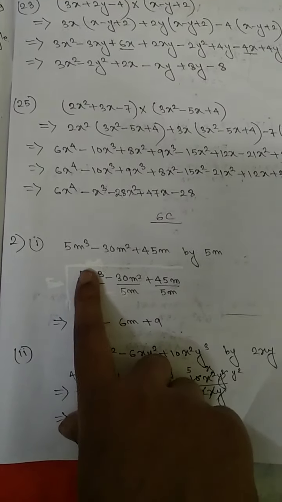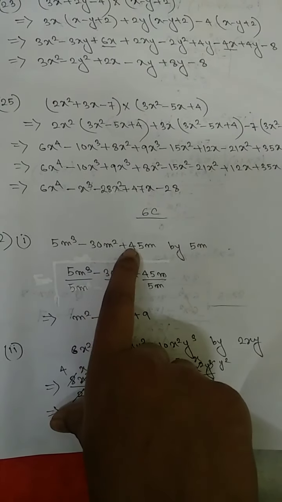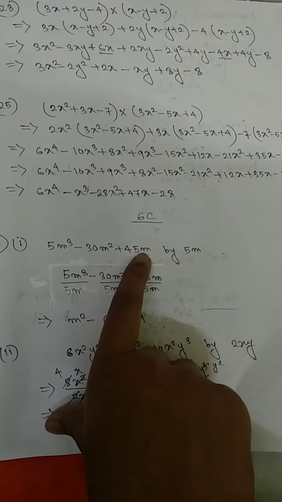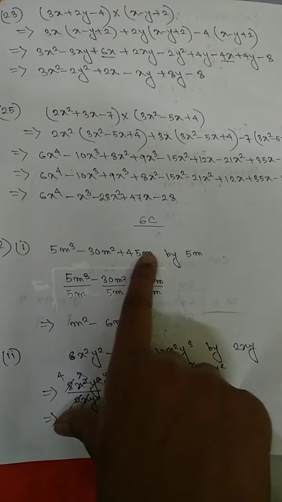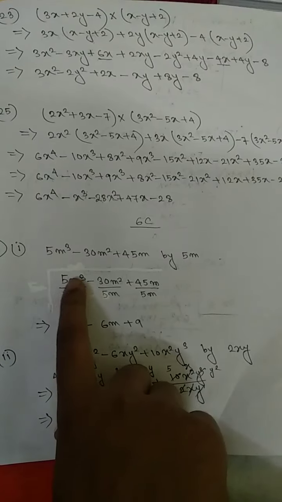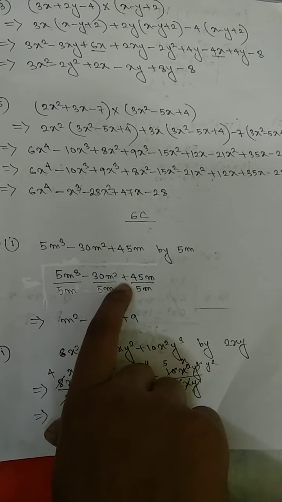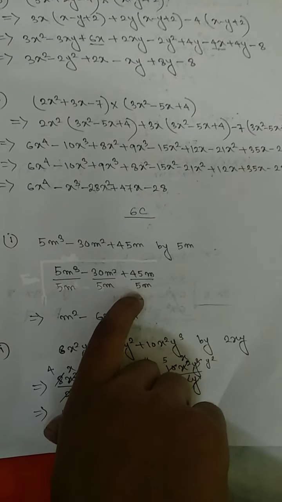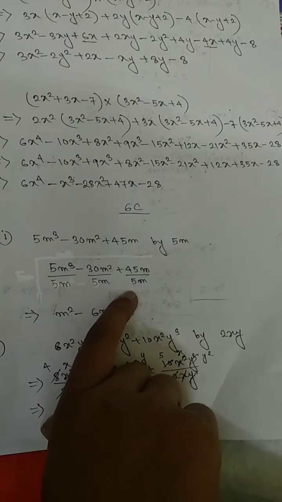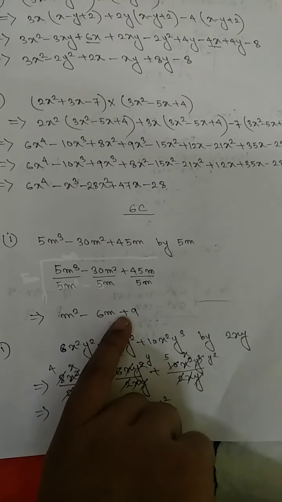Let's see sum number 2. 5m cube minus 30m square plus 45m. You have to divide this by 5m. So write down 5m on the denominator of 5m cube by 5m minus 30m square by 5m plus 45m by 5m. Now after cancelling out we will get m square minus 6m plus 9.